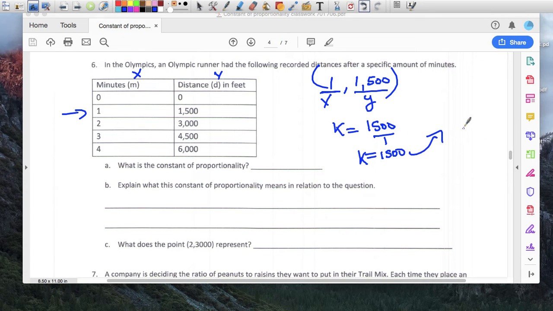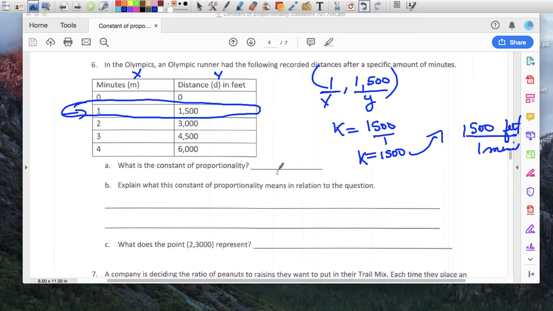If I change that to unit rate, it's 1,500 feet in 1 minute. And it was already here for us, so we didn't really have to do that, but we did it. So what is the constant of proportionality? 1,500. Explain what this constant of proportionality means in relation to the question. Well, it means that every minute this particular runner travels 1,500 feet.